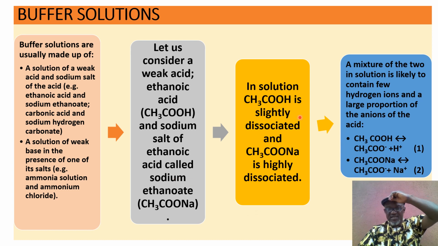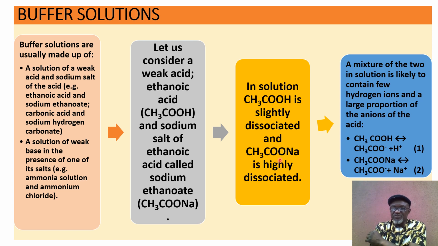In solution, the acetic acid or ethanoic acid is slightly dissociated and the sodium ethanoate is highly dissociated. What we mean by slightly dissociated here is that it will furnish reluctantly only this hydrogen ion and not this. And then this is highly dissociated because the entire sodium ion will be released, leaving the ethanoate ion.